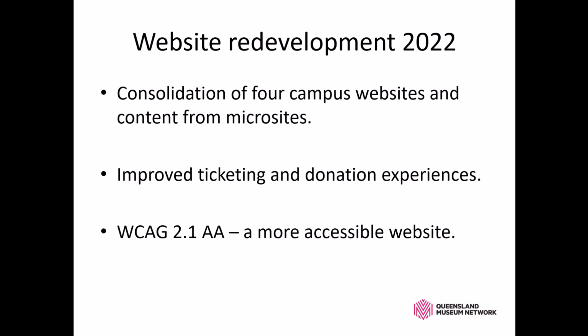So what we did is we consolidated 4 different campus websites. That's the main campus website, South Bank, Brisbane, Museum of Tropical Queensland in Townsville, the Workshops Railway Museum at Ipswich, and Cobb & Co Museum at Toowoomba, and brought all those microsites into one coordinated website, and then improved our ticketing and donation, and made our website a whole lot more accessible for people who might have disabilities such as blindness or hearing impairment, so that they can also appreciate the content on our site.